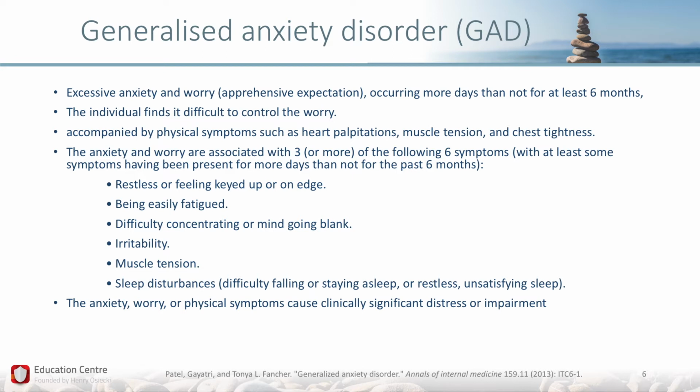It's also accompanied by a whole series of physical symptoms: heart palpitations, muscular tension, chest tightness, and quite a few other things. And for the anxiety and worry to meet the diagnostic criteria, you need at least 3 of the following 6 symptoms that have been occurring for pretty much most days for the past 6 months.